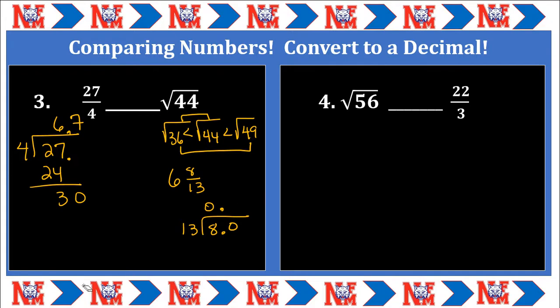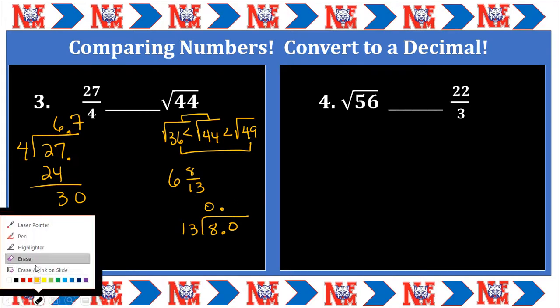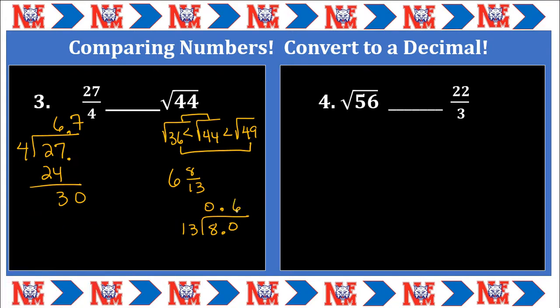So let's go down to 6. 6 times 3 is 18. And that gives us 6 plus 1 is 7. Okay, so we can stop there because we can see that this is 6.7, where this is about 6.6. Right, here's your whole number, 0.6. So this is greater than. The square root of 56.